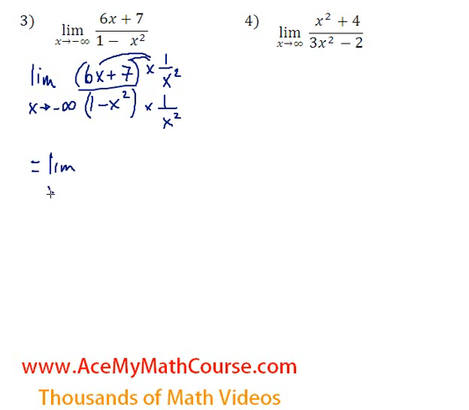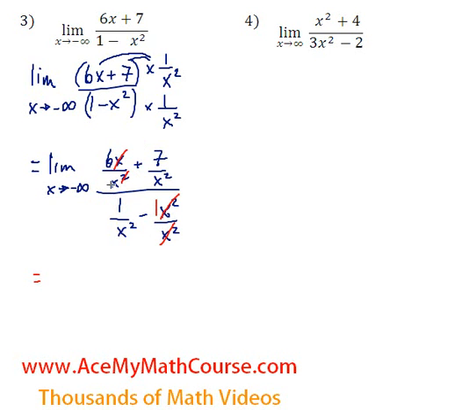So we get the limit as x approaches negative infinity. 6x times 1 over x squared will be 6x over x squared. 7 times 1 over x squared is just 7 over x squared. All over 1 times 1 over x squared is just 1 over x squared, minus x squared times 1 over x squared, which is just x squared over x squared. I'm just going to start canceling things out. Can't cancel many things out in this case. That's pretty much it.